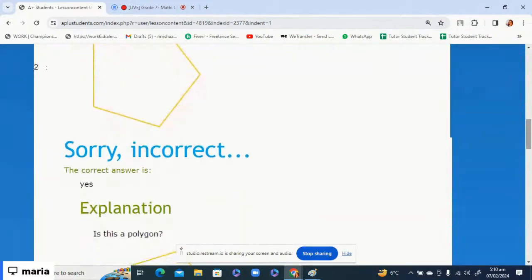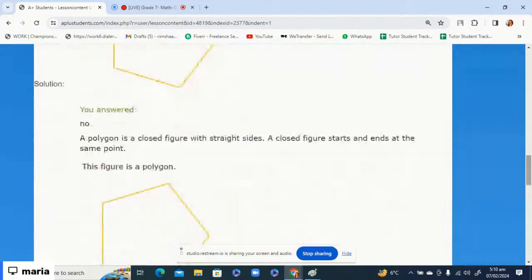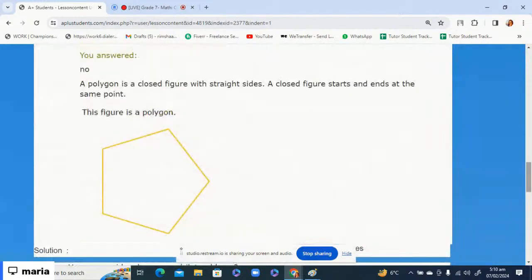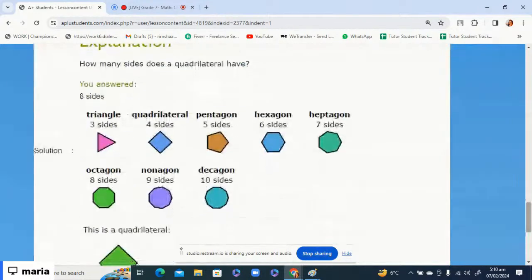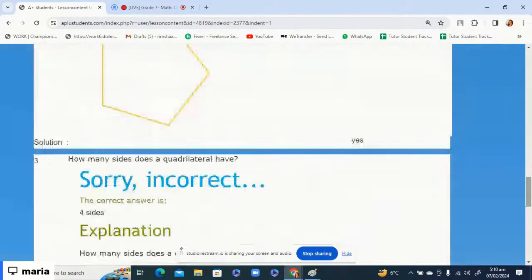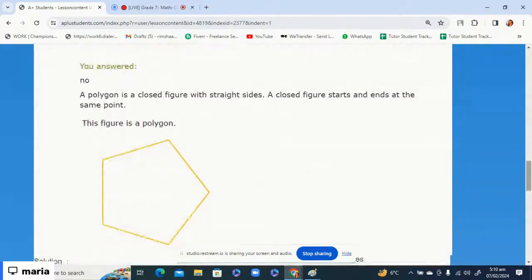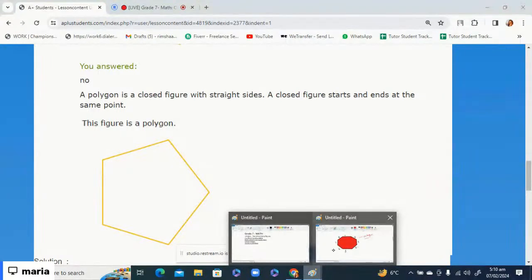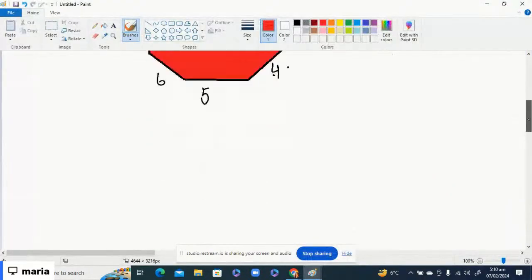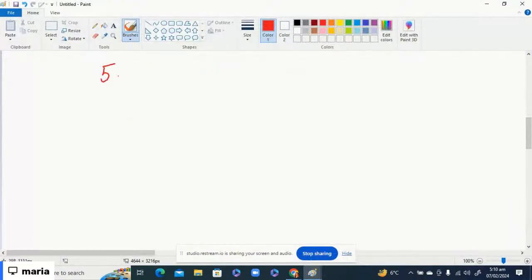Now, is this a polygon? All these are basically in the form of polygons. And how many sides are there? 1, 2, 3, 4, 5. Basically 5 sides. And if you have 5 sides, what is the name of the shape with 5 sides? It's a pentagon. Okay. Let's write it first. So the 5 sides, that is a pentagon.